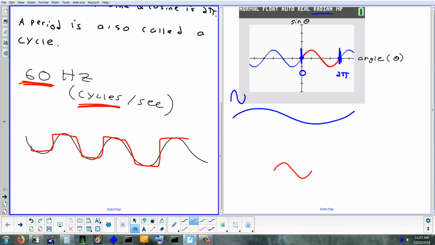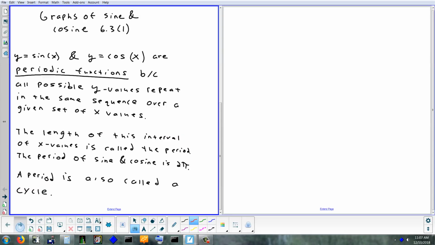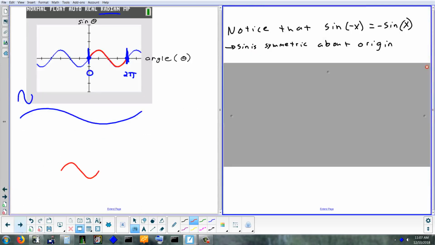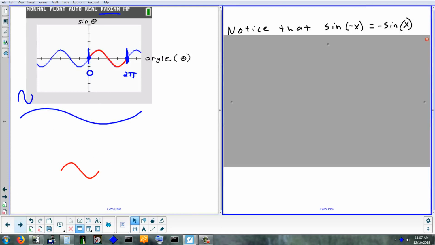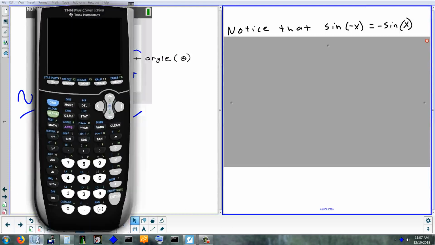Okay, so any questions on that so far? All right. So let's take a look at the graph of sine negative x and then negative sine x. See what the difference is.